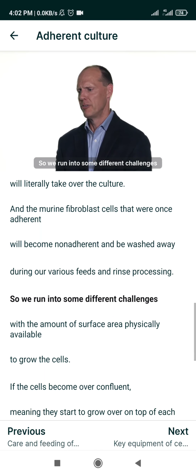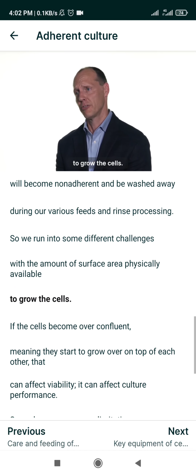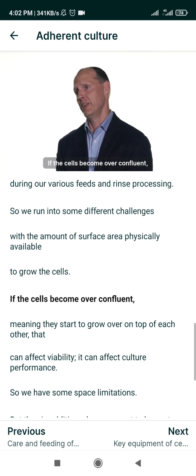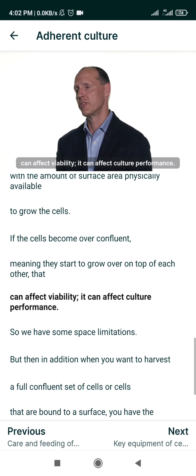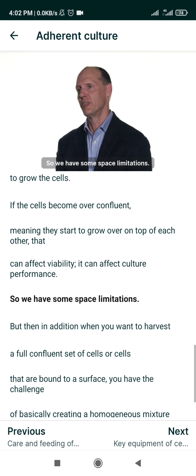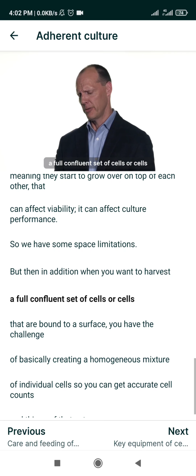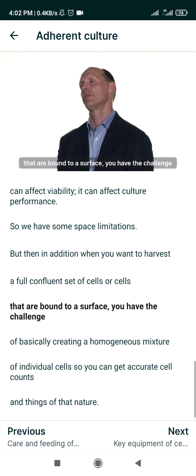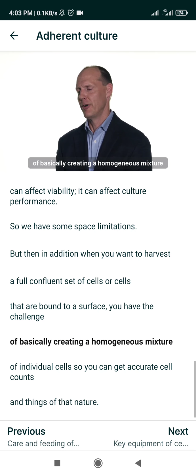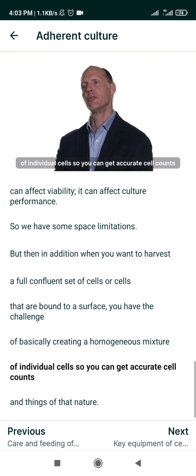So we run into some different challenges with the amount of surface area physically available to grow the cells. If the cells become over-confluent, meaning they start to grow over on top of each other, that can affect viability, that can affect culture performance. So we have some space limitations, but then in addition, when you want to harvest a full confluent set of cells or cells that are bound to a surface, you have the challenge of basically creating a homogeneous mixture of individual cells so you can get accurate cell counts and things of that nature.